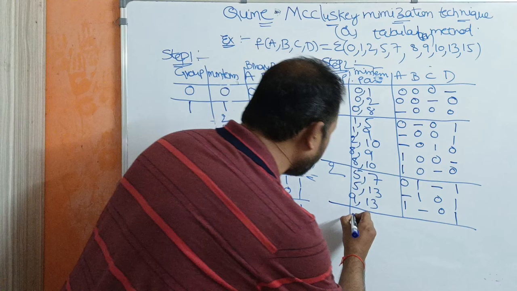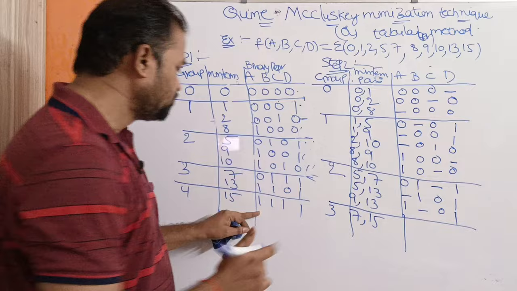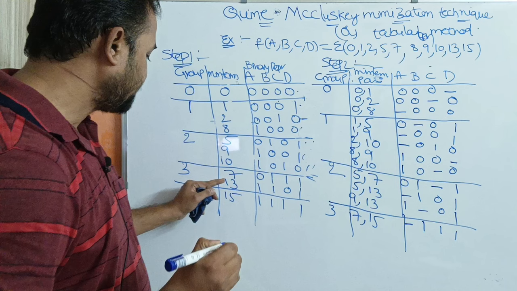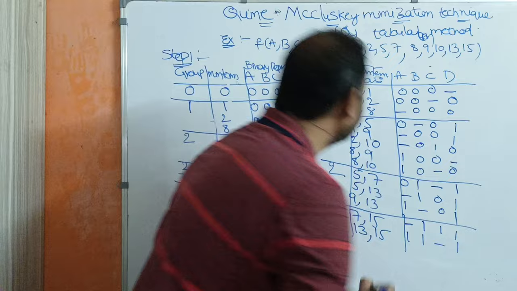Next we have to compare group 3 with group 4. So 7, 15. There may be a possibility. Why? Because the difference is 8. So 0, 1, 0, 1 means we have to write as dash. Next remaining 3 are same, 1, 1, 1. Next 13, 15. There may be a possibility. 13, 15: 1, 1, 0, 1. So 1, 1, dash, 1. So this is the second step.